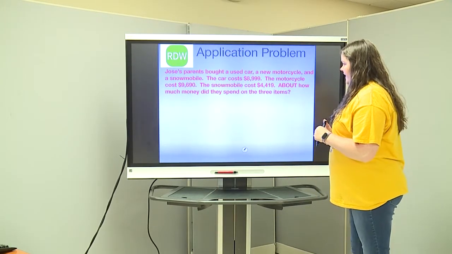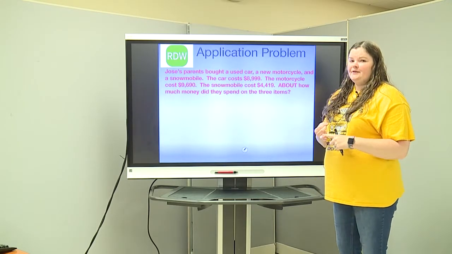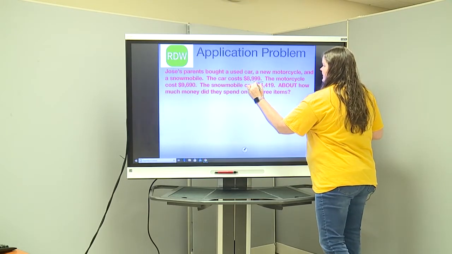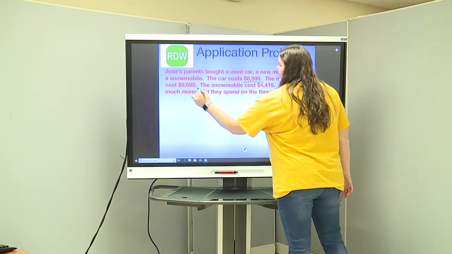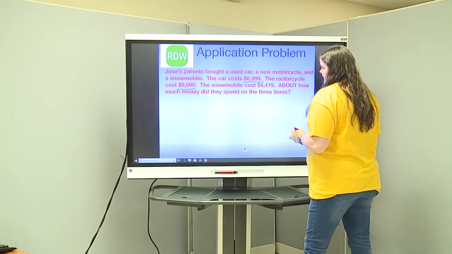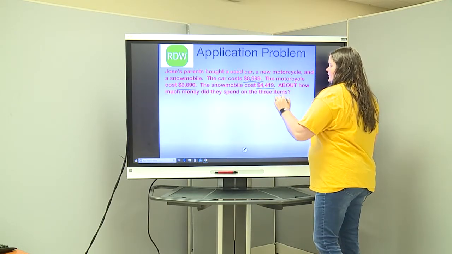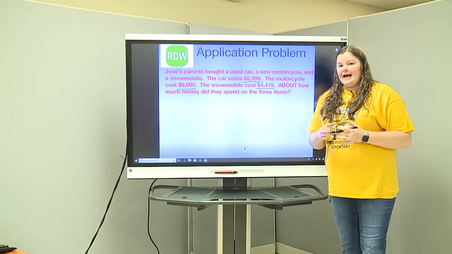It says Jose's parents bought a used car, a new motorcycle, and a snowmobile. The car cost $8,999. The motorcycle cost $9,690. And the snowmobile cost $4,419. About how much money did they spend on the three items?